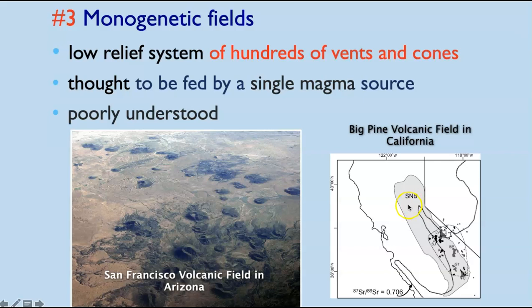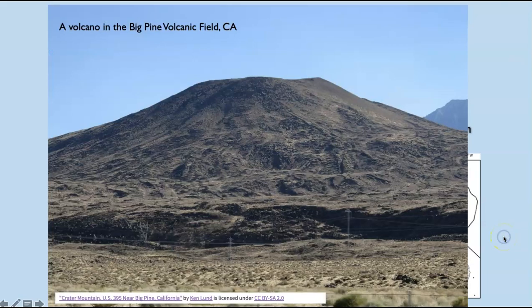In California, we have some of these fields. This is showing Northern California, the map, if you can kind of see that. This shaded area that says SNB is the Sierra Nevada batholith. And then all of these little dots indicate monogenetic fields of volcanoes. And so I'm going to zoom in on this one right here, the Big Pine volcanic field. And here's one of the volcanoes from that field. It's pretty big. You can see the communication lines down here for scale. And so these are all, even though they're small volcanoes, part of a large volcanic field.